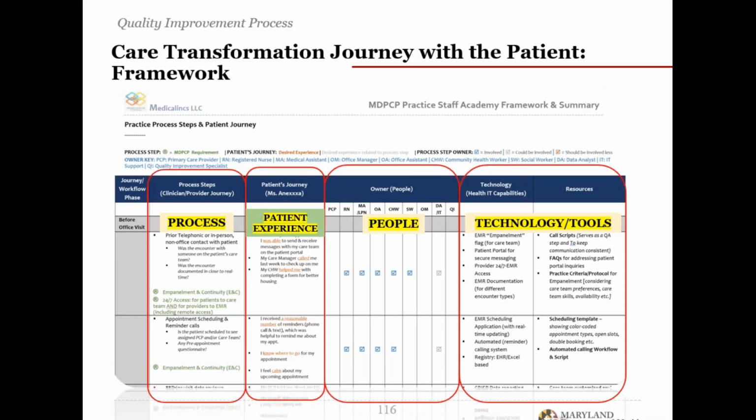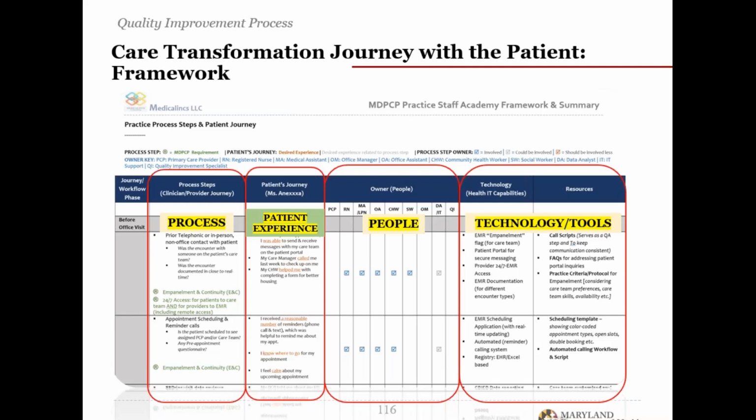Now, despite the fact that we walk through the steps every day, we know the people who are doing this, we have the technology and tools, what is most important is the patient's experience. You may be a great practice, you think you're doing a great job, but if your patients don't feel that this is a great experience, then what's the point?